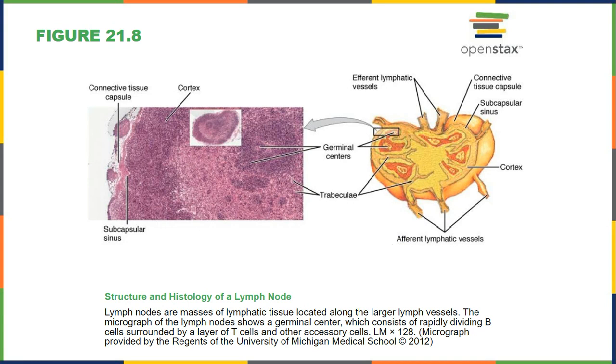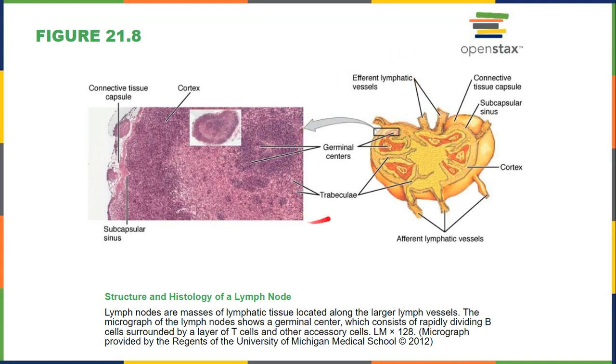Here's what a lymph node looks like on the inside. And if you look at the lymph node, it contains a lot of reticular tissue. That's right, it forms a net to filter. And so we have a whole bunch of afferent lymphatic vessels that are going to send lymph into it. And then we have efferent vessels that are going to lead away.